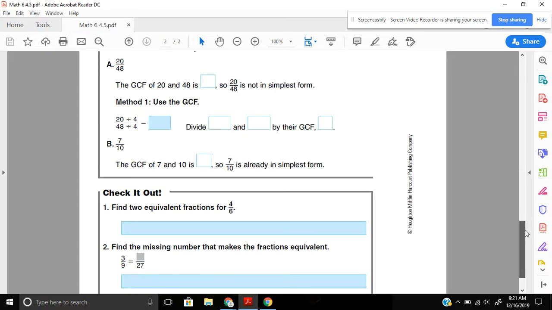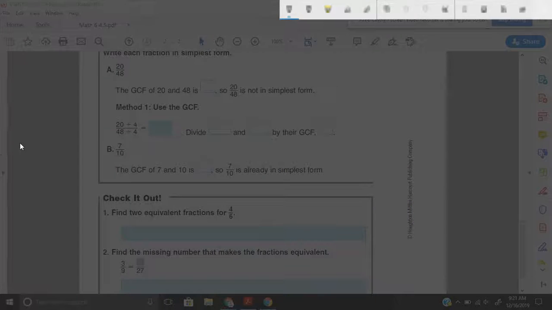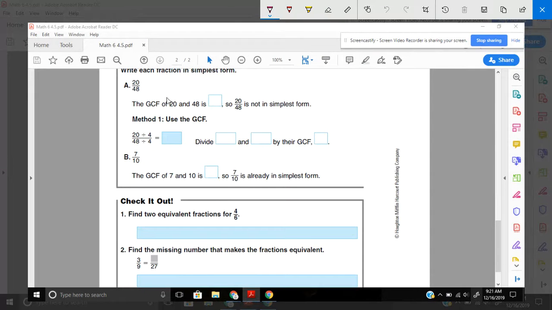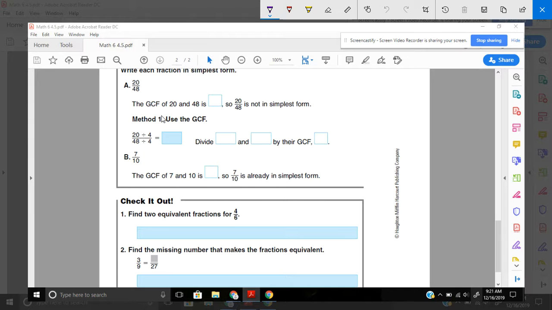And it says to write the fraction in simplest form, and we have 20/48. So the best way, the quickest way to get a fraction in simplest form is to divide by the greatest common factor. Okay, so what is the greatest common factor of 20 and 48?